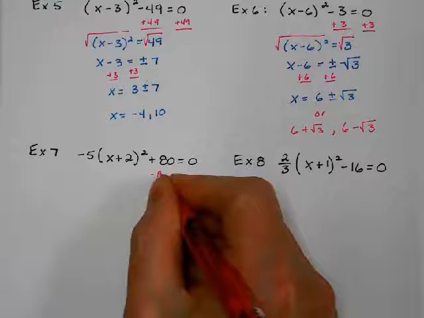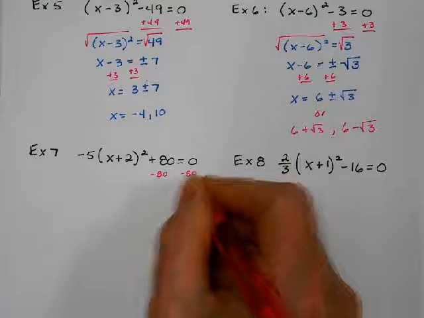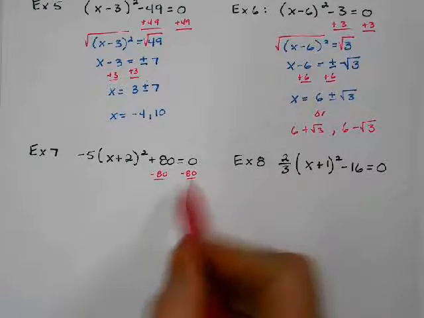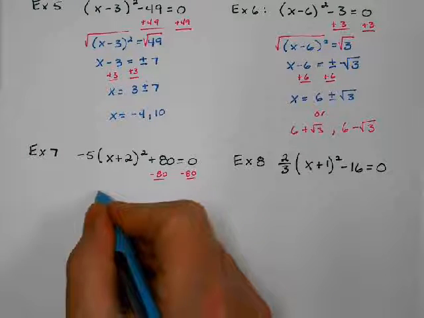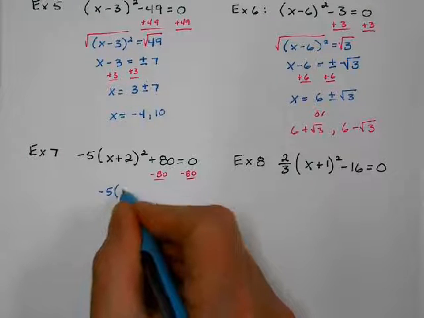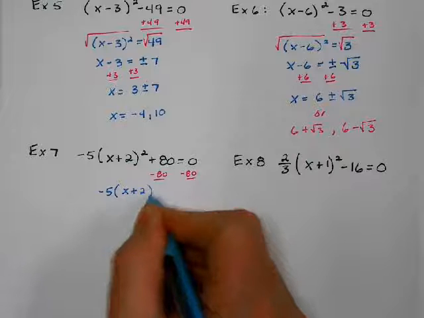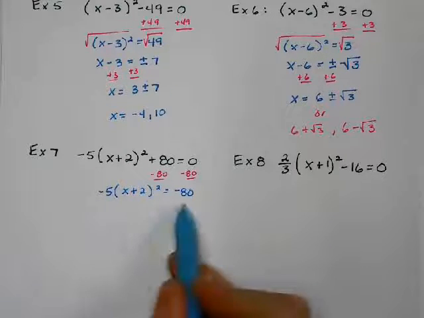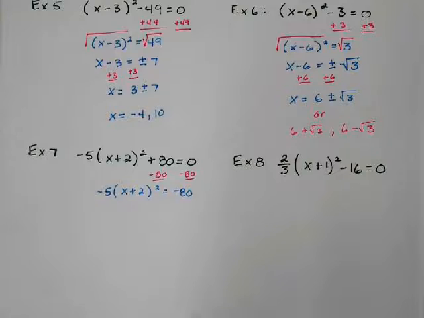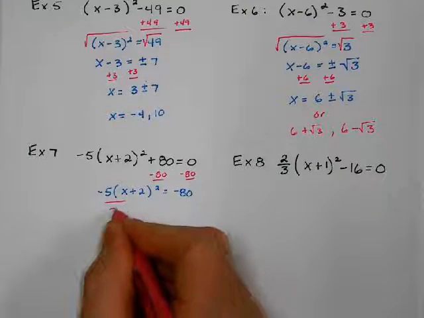You might be thinking, oh, no real solutions because I got a negative over there. Well, hold your horses, not quite yet. We've got negative 5(x plus 2) squared equals negative 80. And then we're going to divide by negative 5 and get rid of that negative. So we are going to get a real solution here. So divide by negative 5 on both sides.